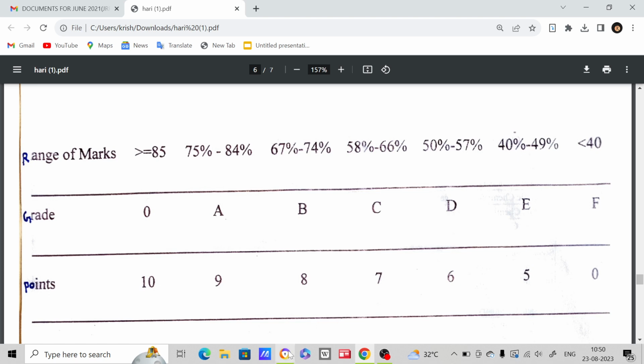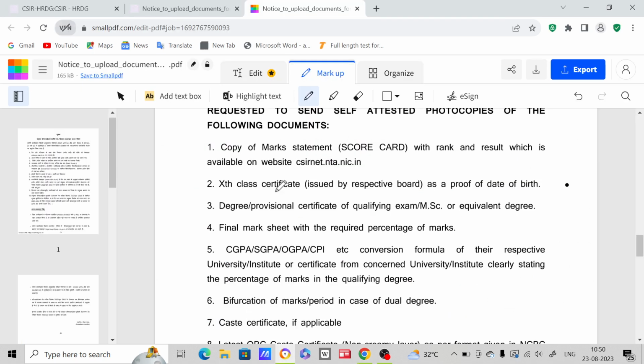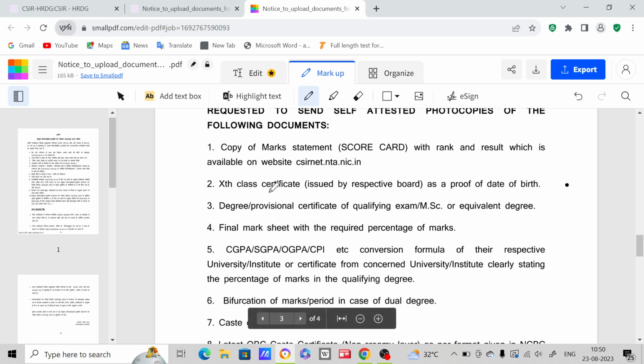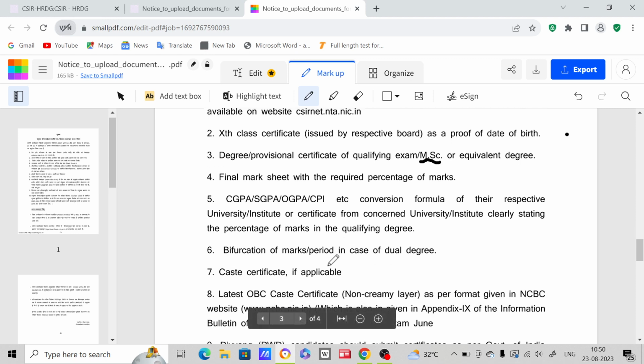if you have this kind of chart on the back side of your particular mark sheet. Okay, so next thing is, try to send your documents in a sequential order like they provided. For example, the first one is the copy of your mark statement, that is the scorecard with your rank. Second, 10th class certificate as a proof of date of birth, and degree or provisional certificate, that means your MSc certificate. Okay, this is enough. And final mark sheet with required percentage, CGPA. So after that, caste certificate.